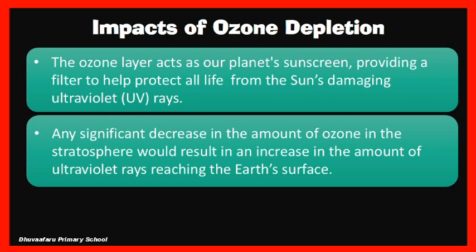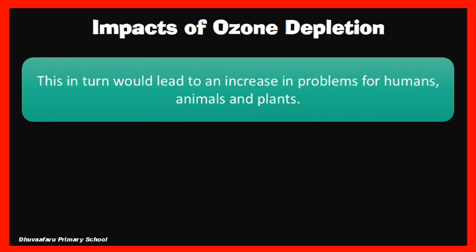Impacts of ozone depletion. The ozone layer acts as our planet's sunscreen, providing a filter to help protect all life from the sun's damaging rays, which are ultraviolet rays. Any significant decrease in the amount of ozone in the stratosphere would result in an increase in the amount of ultraviolet rays reaching the Earth's surface. This in turn would lead to an increase in problems for humans, animals, and plants.